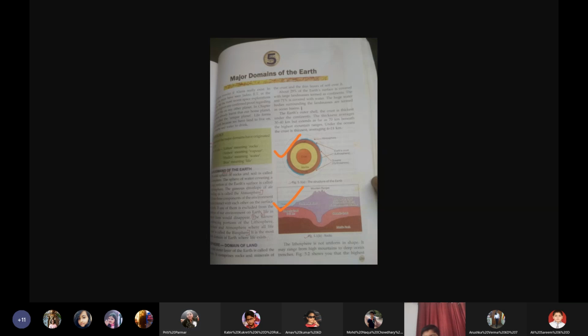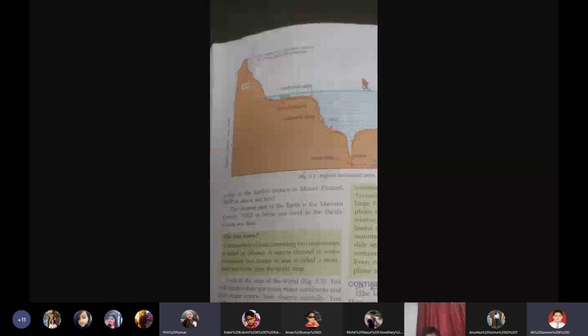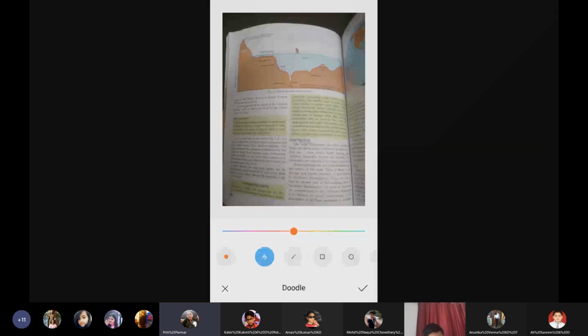Figure 5.2 shows you that the highest point on the Earth's surface is Mount Everest. Now, can you see this picture here? Yes, ma'am. This picture tells you very clearly. See the highest mountain, the highest landmass. This whole thing is a landmass. This is the length of the landmass. So here the highest point of the earth is Mount Everest. Whereas the deepest trench, can you see this area?